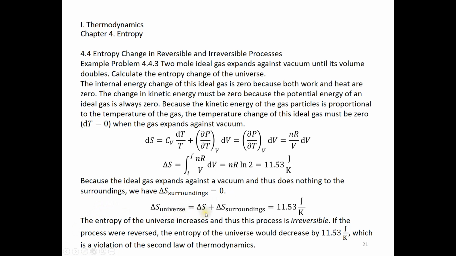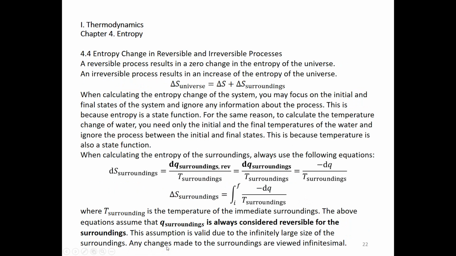Well, the universe is the system plus the surroundings. Therefore, the total entropy change of the universe is delta S plus delta S surroundings, and now we get a positive number. And remember, as long as the change of the entropy of the universe is positive, it cannot be reversed. Because if we were able to reverse the process, the entropy change of the universe would be negative 11.53 joule per Kelvin. That means the entropy of the universe would decrease, and that's a violation of the second law of thermodynamics. We cannot do that.